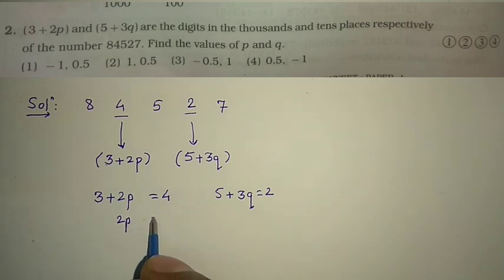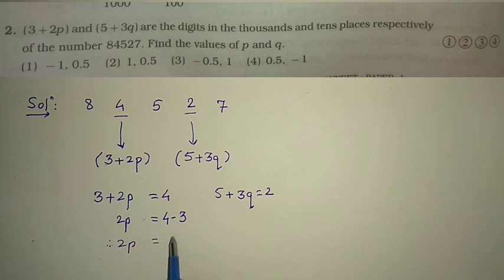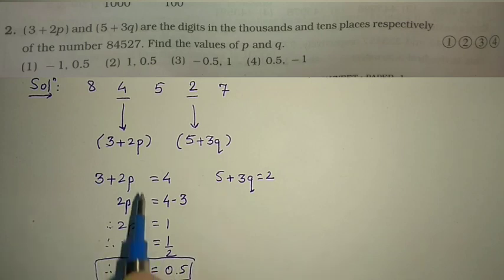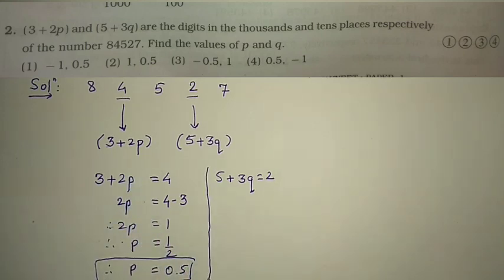So 2p equals 4. This 3 will come to this side and become 4 minus 3. Therefore 2p equals 4 minus 3, which is 1. Therefore the value of p equals, this 2 will go to this side, 1 divided by 2. So we got the value of p equal to 1 divided by 2, which means 0.5. This is our value of p. From the first equation we got the value of p. If we solve the second equation we will get the value of q also.